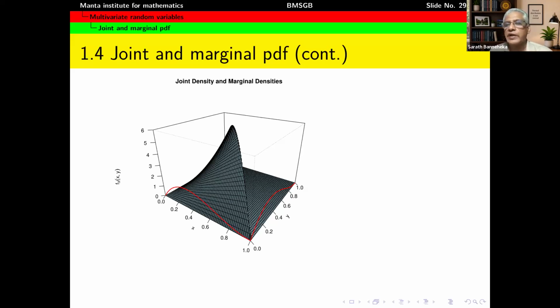Now, from this, we want to get the marginal distribution function of x, right? So, if I want to get the marginal distribution function of x, let me consider a fixed point. This is the x-axis. Let me suppose I want to get the marginal density function of x at, say, this point, right? So, what is fx at 0.3?